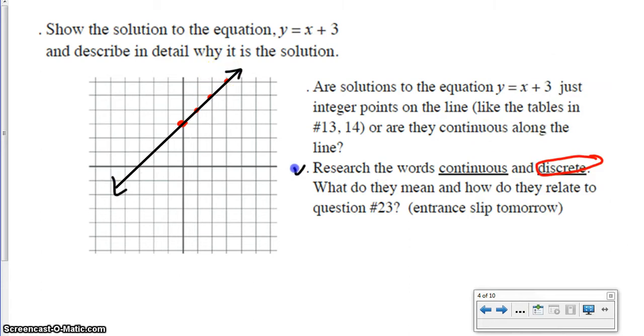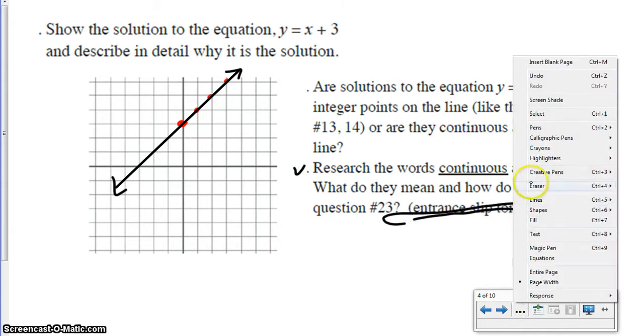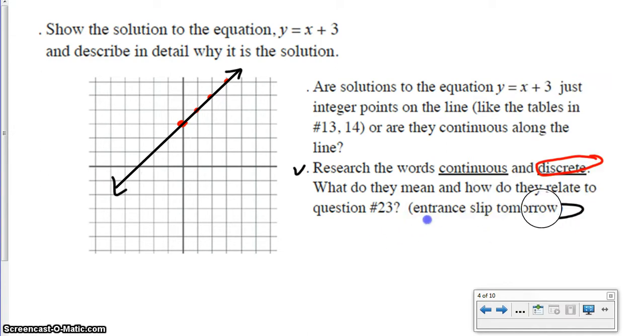So I would like you to research those, and that is something that I want you to discuss for tomorrow. Look how horrible that circle was. Let's try to make that a little bit better here. That's your entrance slip for tomorrow, something we're going to talk about tomorrow. Make sure that you know the difference between continuous and discrete.